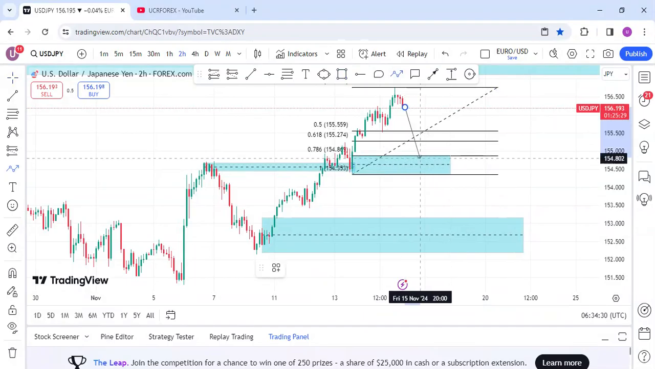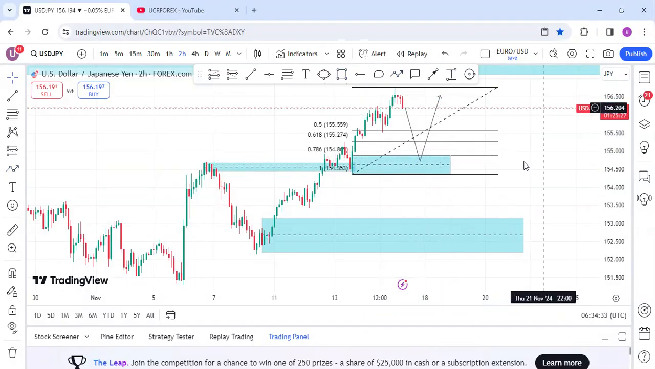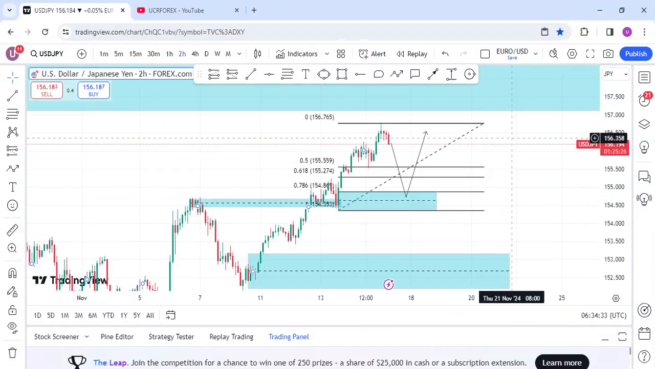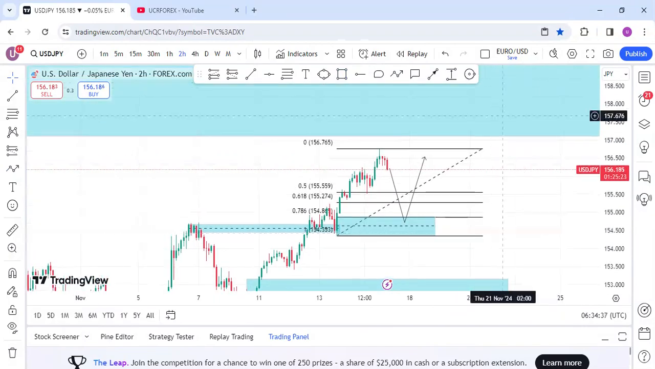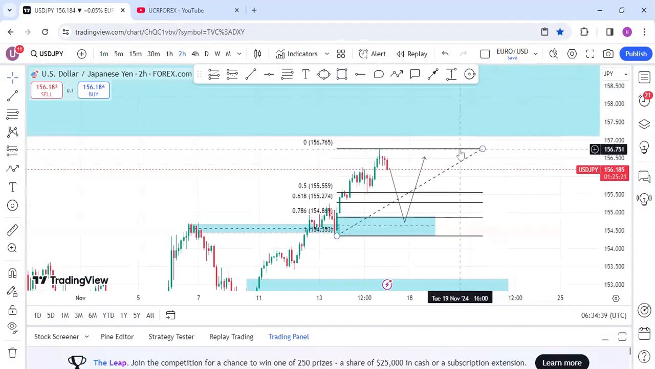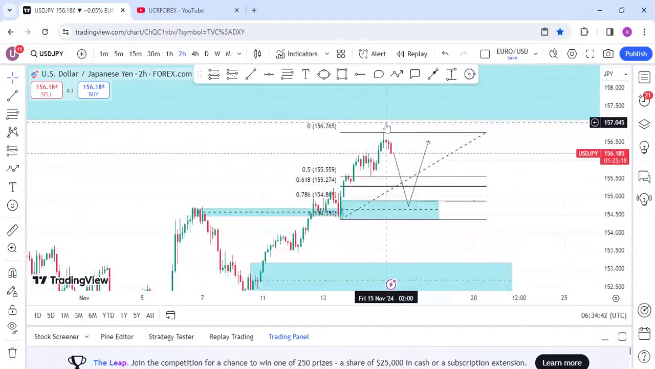The reason why I'm buying is that I see the market is trying to get to this daily time frame 78% discount zone. I'm not looking at selling.